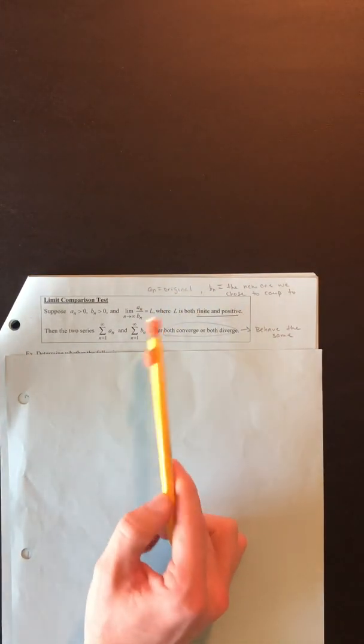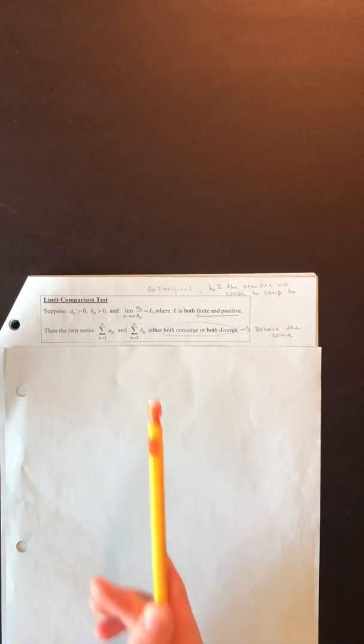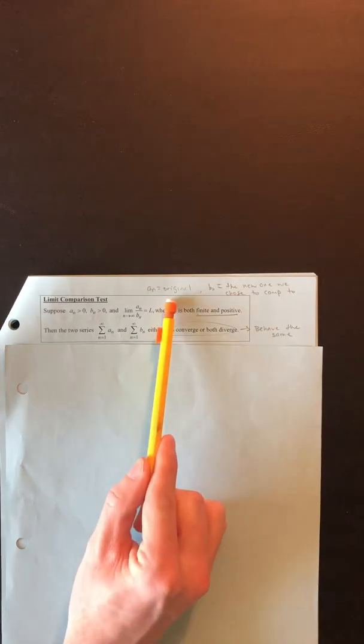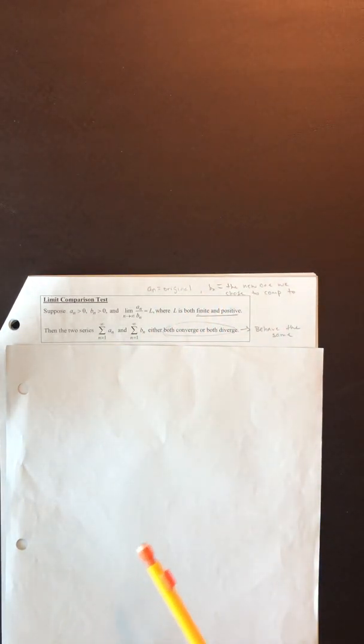Anyways, throughout this, you need to remember that a sub n, that sequence and that corresponding series, just like how A comes before B, A was there first, so I'm going to consider a sub n to be the original. b sub n is the one that I'm going to choose to compare it to. So A is the original, B is the one that I create to compare it to.